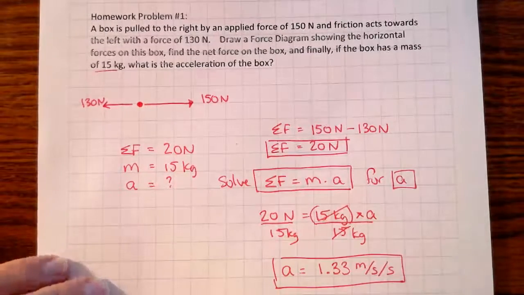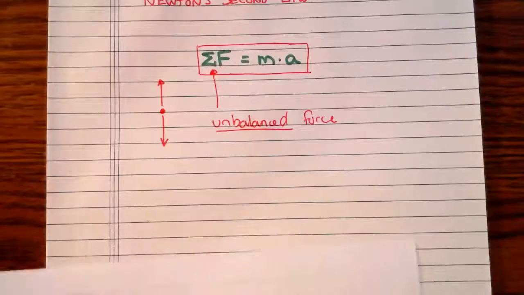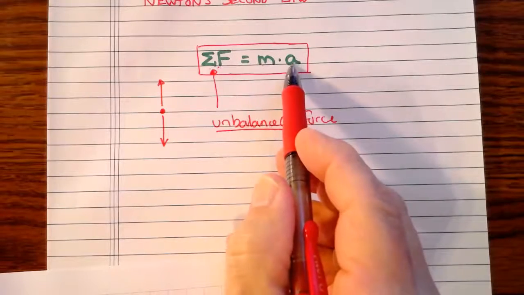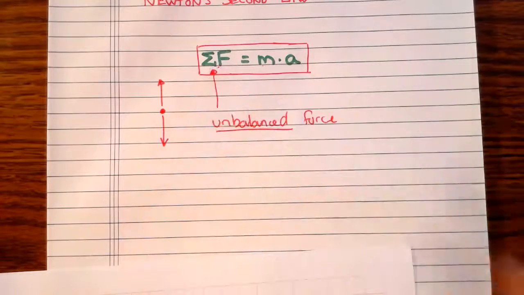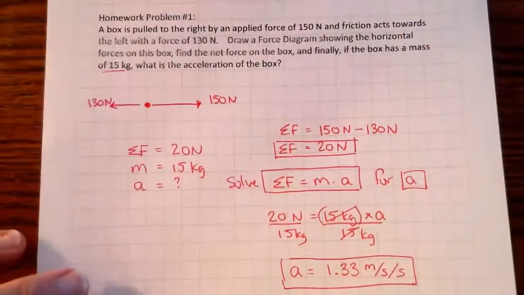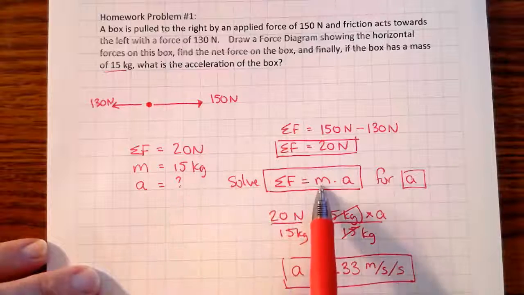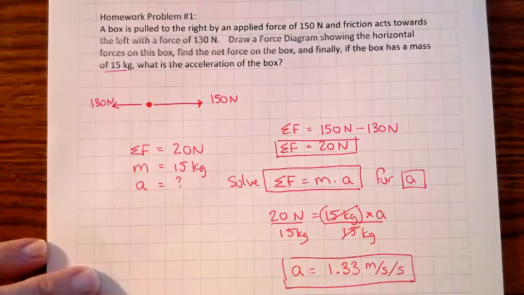So the big idea we're using today is this idea right here. An unbalanced force equals the mass times the acceleration. And so if you want to find the unbalanced force, just find the difference in the forces. And once you know that, that equals the mass times the acceleration. You can solve for either the mass or the acceleration, whichever it is you need.